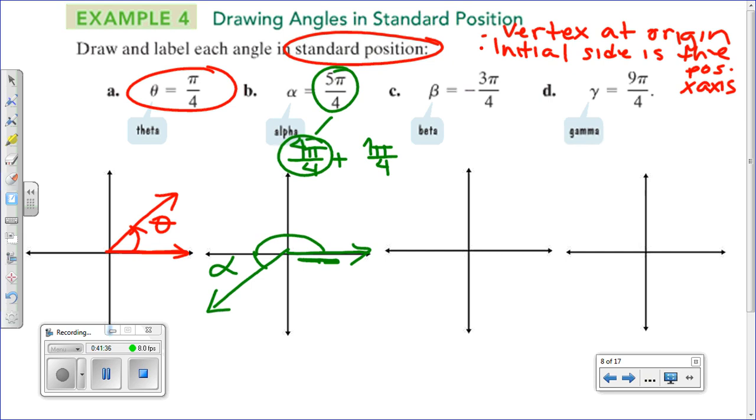Okay, next angle, if you guys notice, is negative. So we need to go in the other direction, clockwise, correct. But still, vertex at the origin, standard position, positive x-axis. So if we go 3 pi over 4, what would happen if we go like the whole half circle? What would that be? Negative? If I was to go here, that would be negative pi, or negative 4 pi over 4, right? But we want a little less than that.